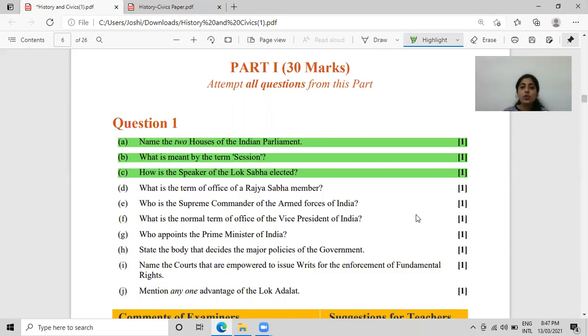Let's start with Question 1, which has 10 questions from the civics part. The first question is, Question A, name the 2 houses of the Indian Parliament. 1 mark question. Question B, what is meant by the term session? And Question C, how is the Speaker of the Lok Sabha elected? Now students, let's see how these 3 questions need to be answered.